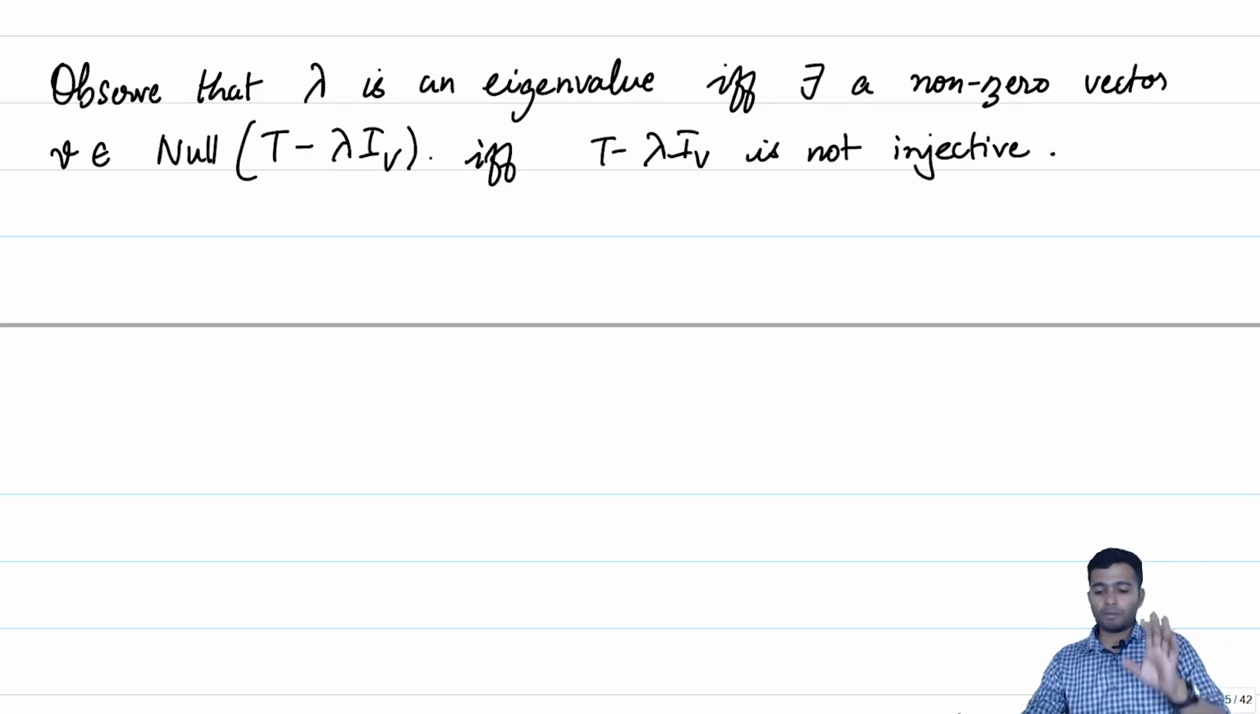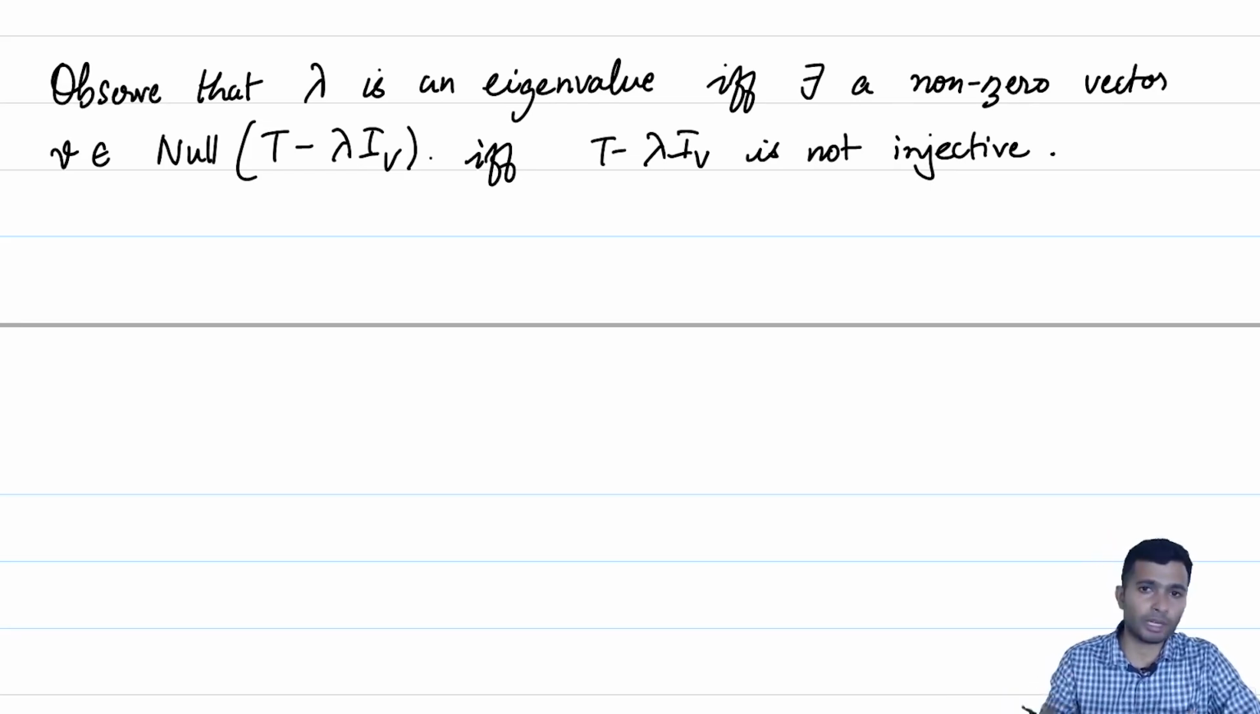So, lambda is an eigenvalue of our given linear transformation T if and only if T minus lambda IV is not injective, or if T minus lambda IV is not invertible. So, that is an alternate definition we can keep to check whether something is an eigenvalue. This is at times useful.